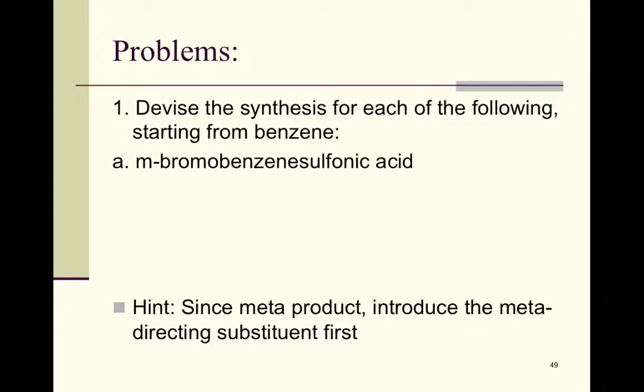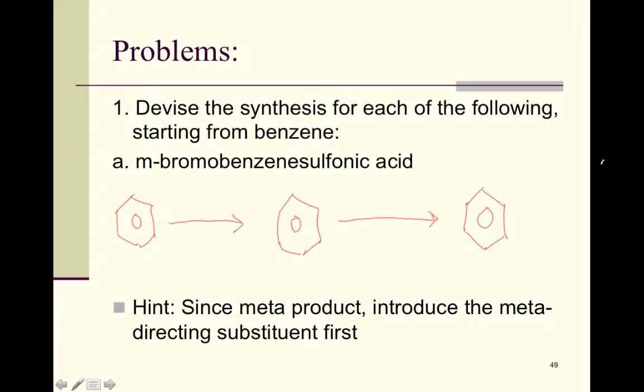A hint would be this question is specifically asking us for the meta product. So what we need to do is make sure that the first thing that's on the ring is a meta-directing substituent. So I've drawn in the template from starting off with benzene to get a disubstituted product. What you'd want to do is to draw in the product first. Meta-bromobenzene sulfonic acid.